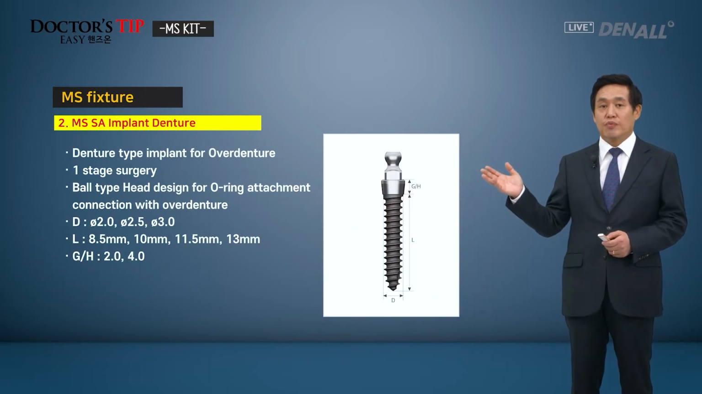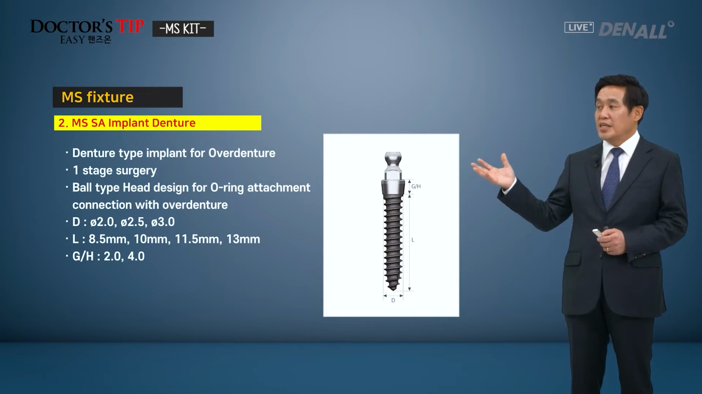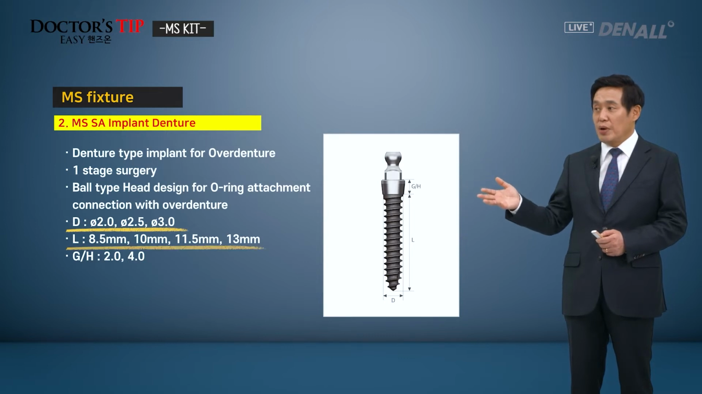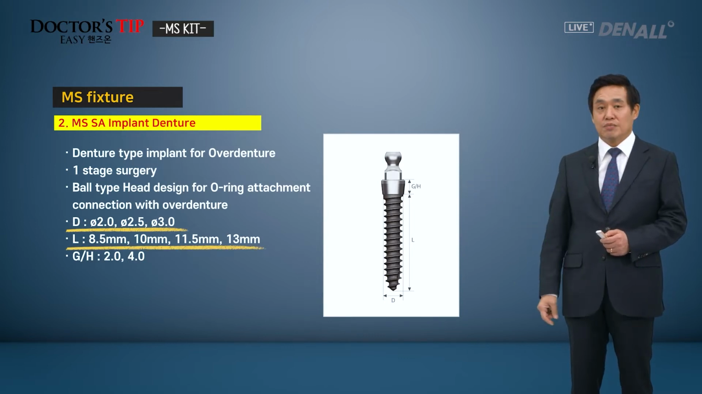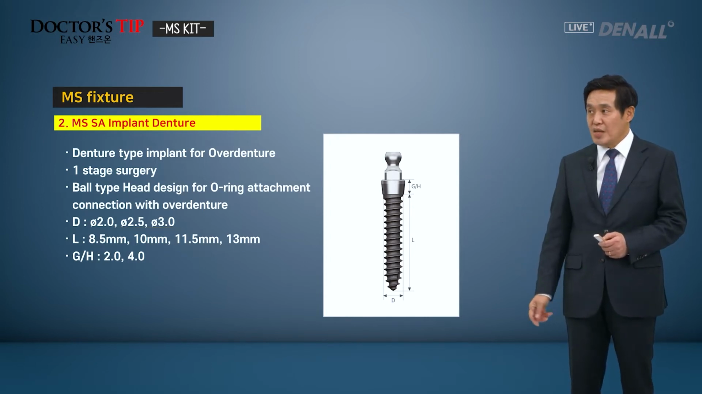And implant denture type uses an O-ring, and it can be used for overdenture. You can use the overdenture O-ring attachment, and diameter is 2.0 to 3.0. Length is from 8.5 to 13 millimeters, and gingival height for implant denture type has 2 types, 2.0 and 4.0.